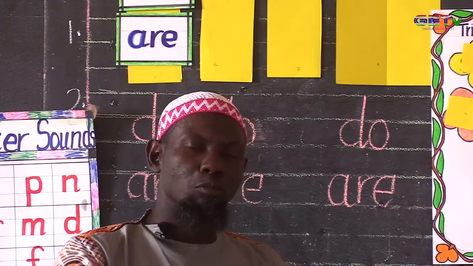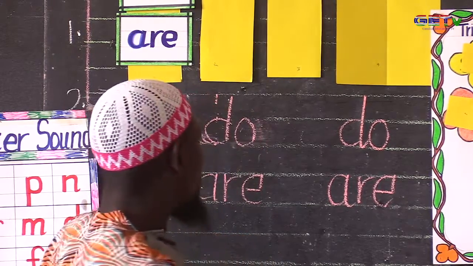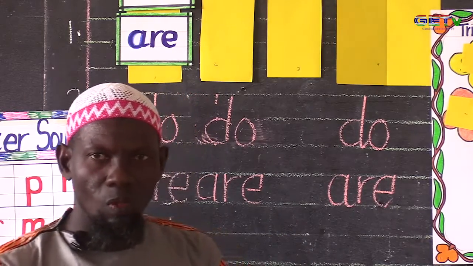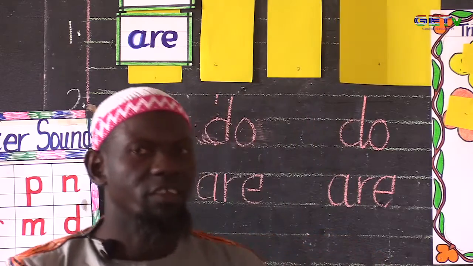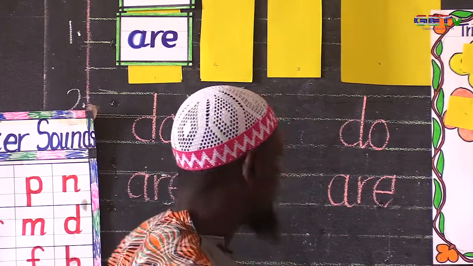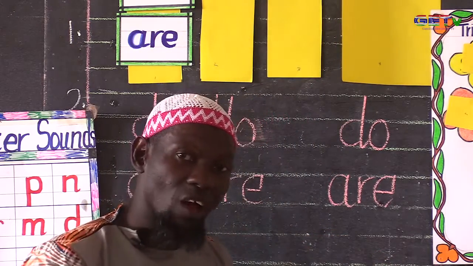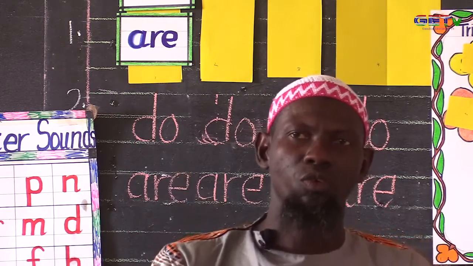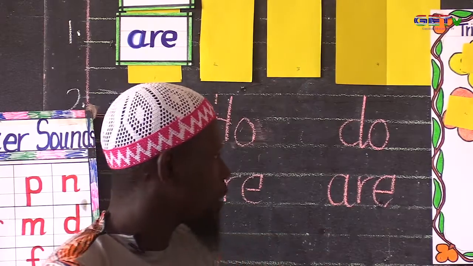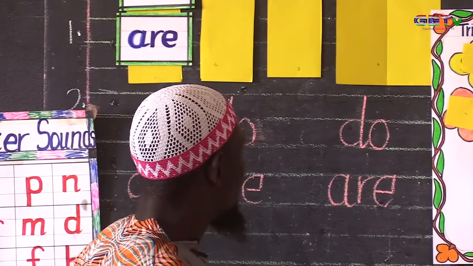Why? Because we cannot blend it. When we cannot blend it, what is it? It is tricky. So now we have another flower grown, and that is the word are.